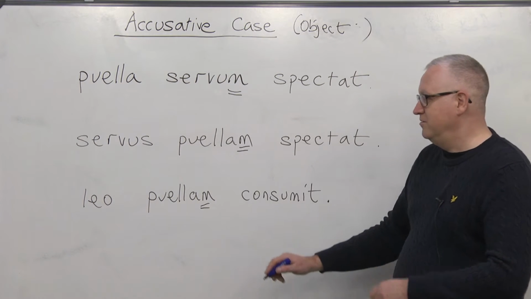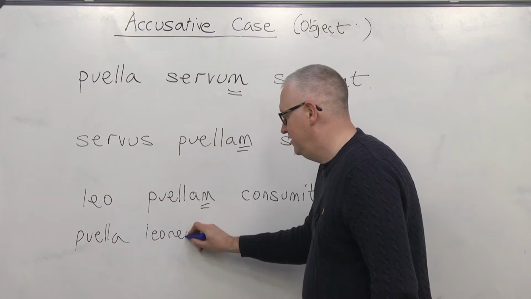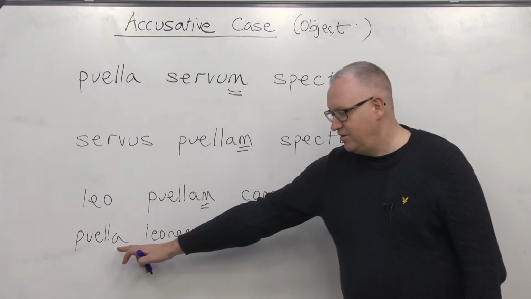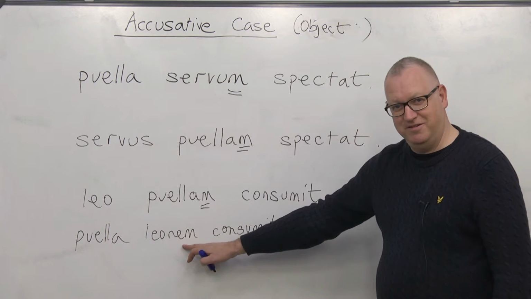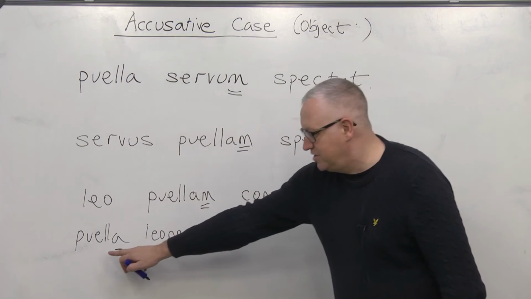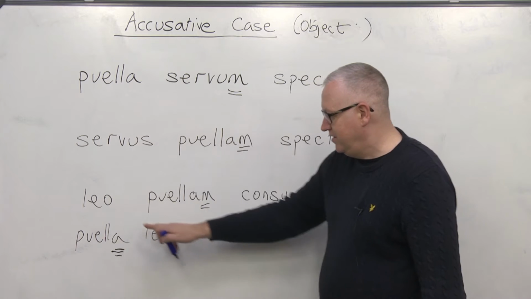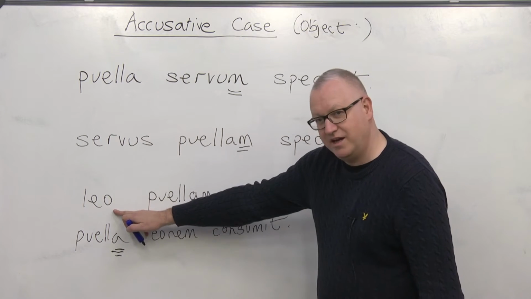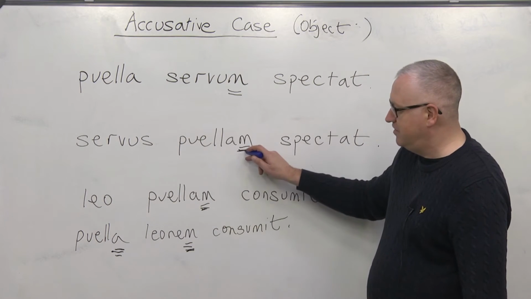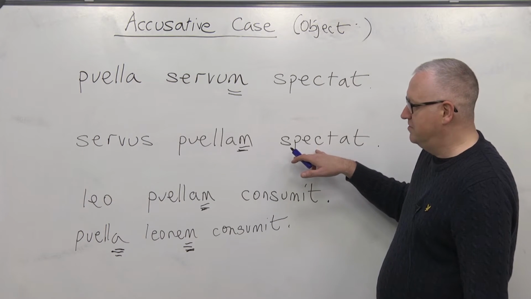If we change that around, we could say something like puella leonem consumit. And here we would have the girl eats the lion. And you see how the word puella and puellam, this one is the nominative case, this one is the accusative case, and the lion, leo and leonem, this is the nominative case, and this is the accusative case. We've got the letter M on the end to show that it's accusative because it's the person or the thing that is being eaten or the thing that's being watched.